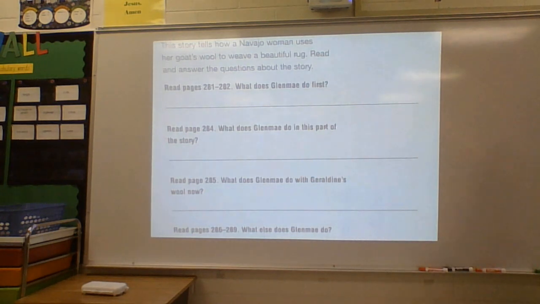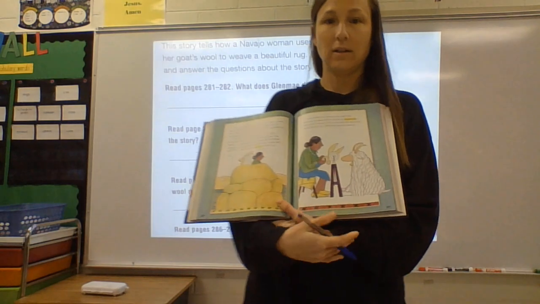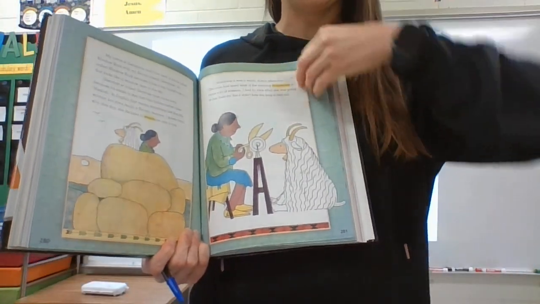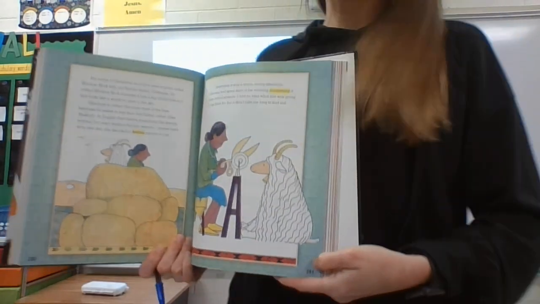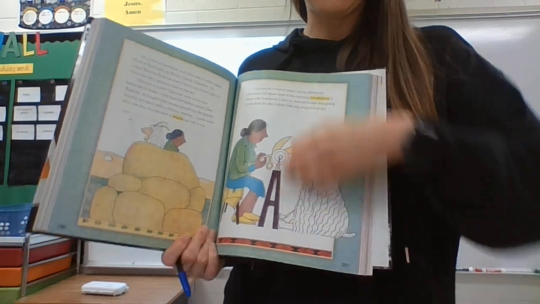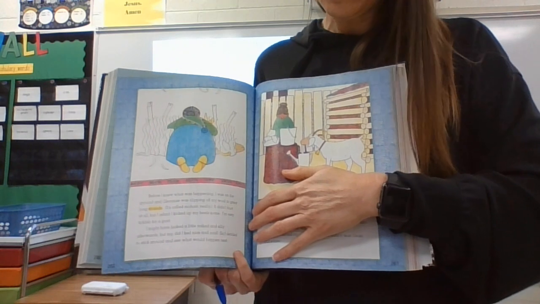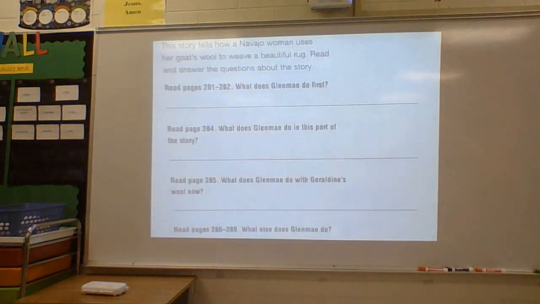So if we look back at our book, on page 281 to 282, we have Glen May, the Navajo weaver, and Geraldine, our goat, and she was sharpening her scissors. And then, after she sharpened her scissors, she flips Geraldine over and she cuts off her wool. So let's write that, okay? You can follow along and record your answers as well.